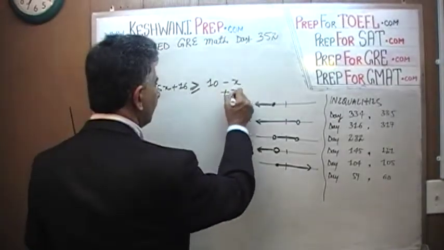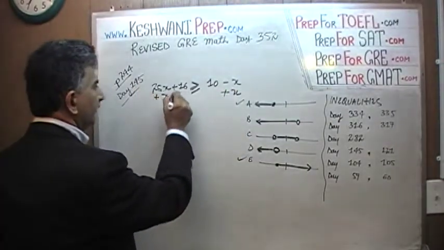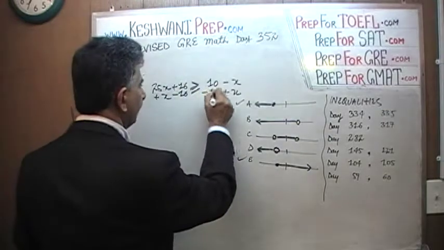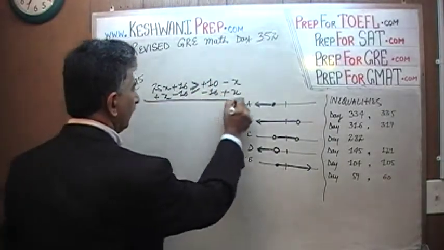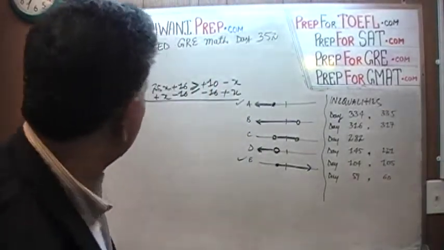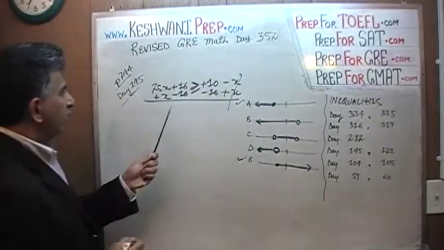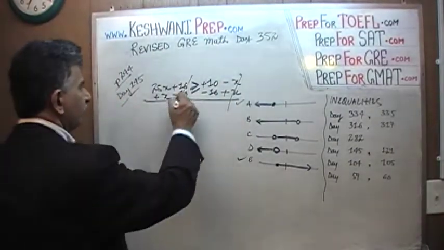So we have to bring this x to that side. Let's add x to both sides. Let's subtract 16 from both sides. This x is going to cross out. And here we have positive 16 and negative 16. That's going to go away.